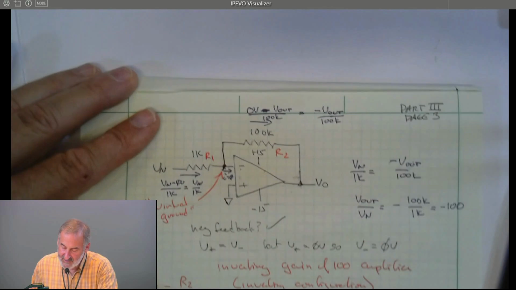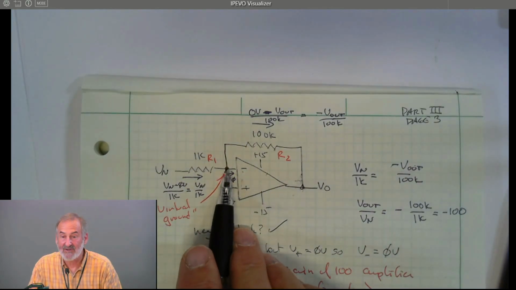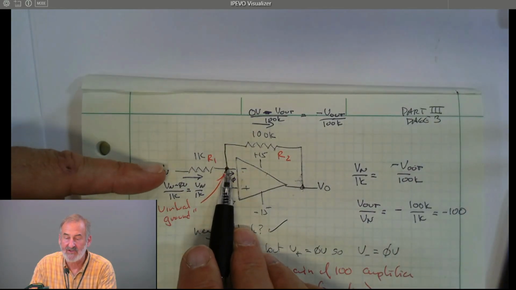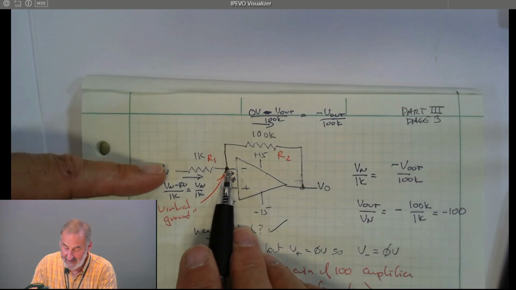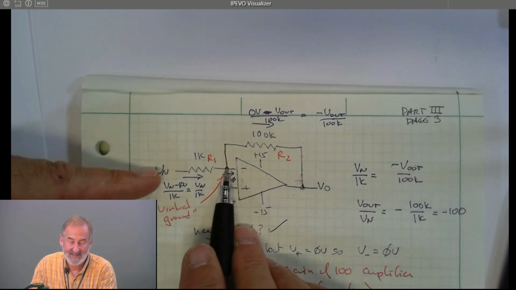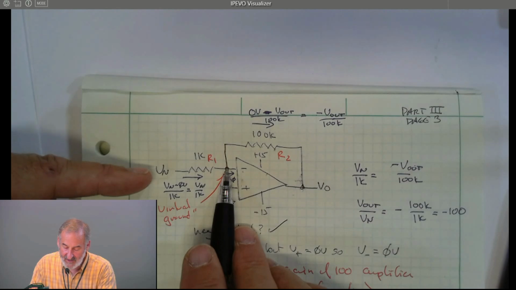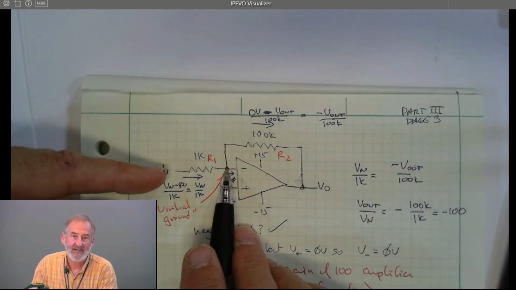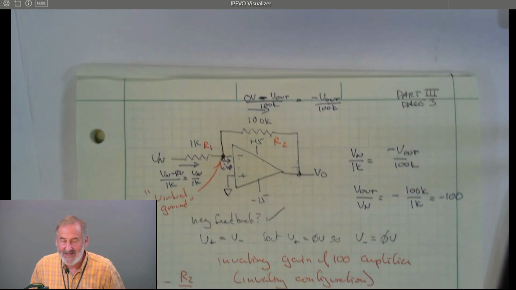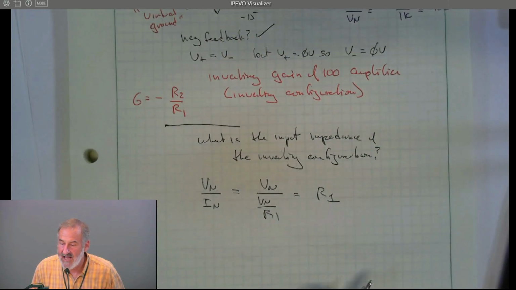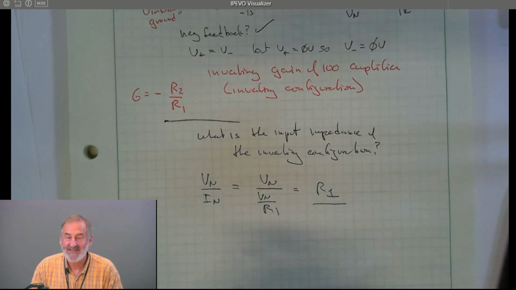And that should be obvious when you look at the circuit. If this point were connected to ground, you would say the input impedance looking in here is just R1. Well, this is sort of connected to ground. It's connected to virtual ground. The op-amp is keeping it at 0 volts. So when we look in, we see 1K to ground, R1. So even though the op-amp has very high input impedance, this circuit doesn't necessarily have high input impedance.